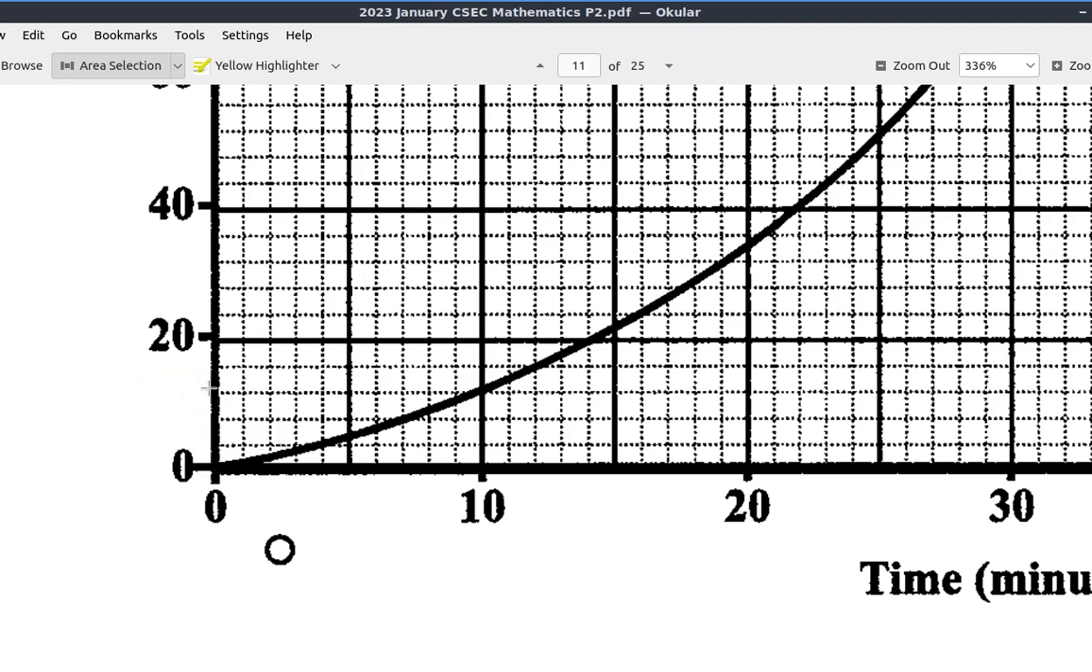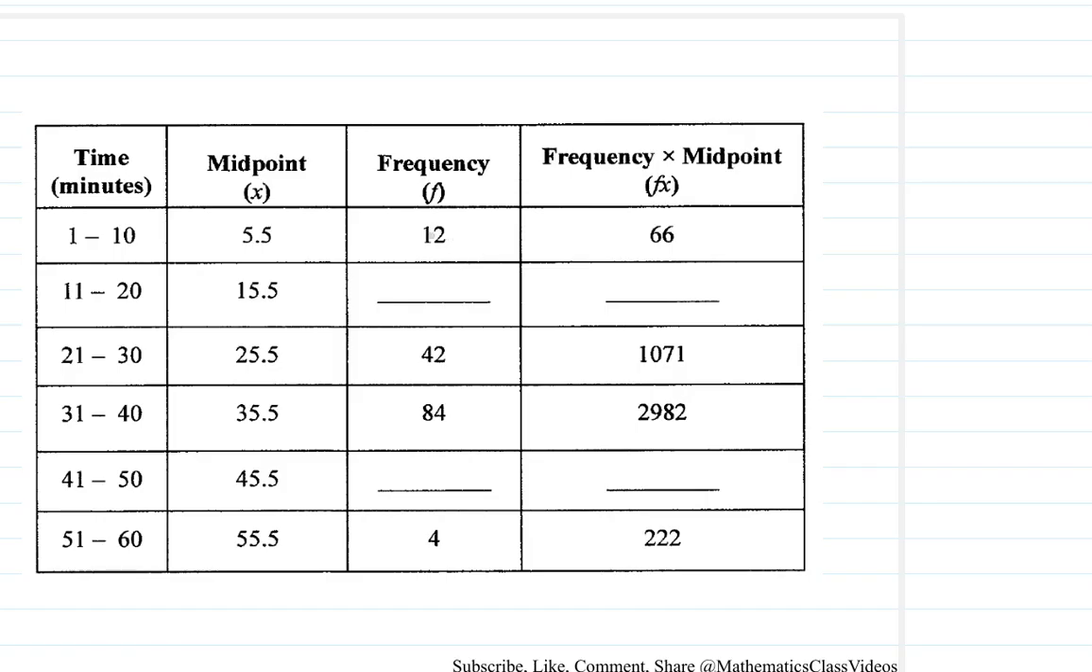But each of these represents 4. 4, 8, 12, 16, 20. Now, we were right here, so it would have been 1, 2, 3. So 4, 8, 12. A little past 12, 12 and a half or so. So let's say 12. Let's use 12, and then 12 by 5.5 gives you 66. Nice.